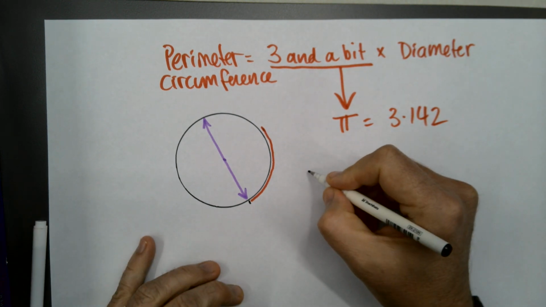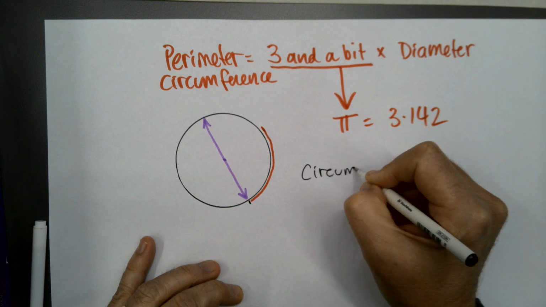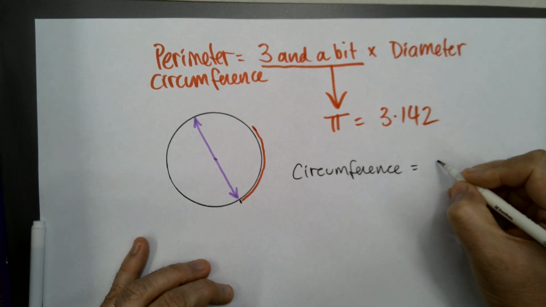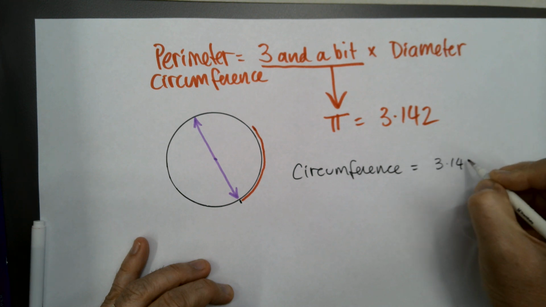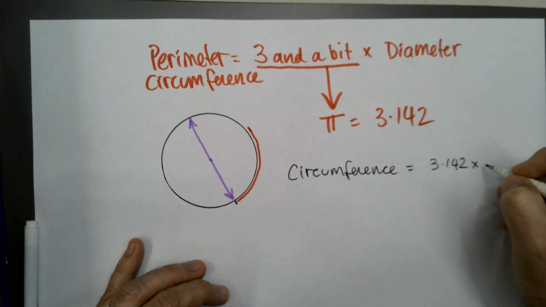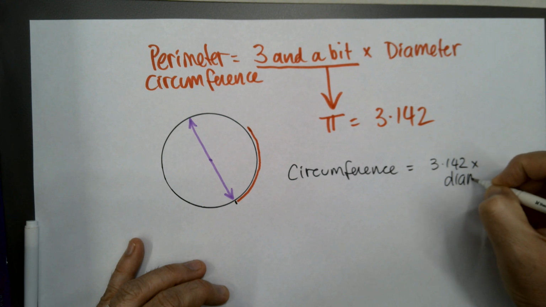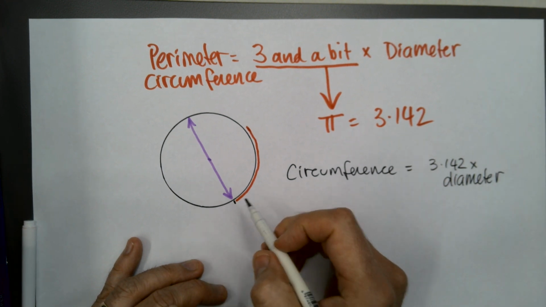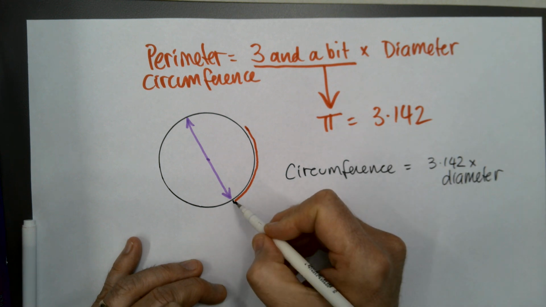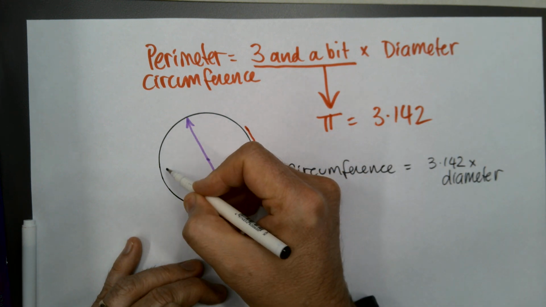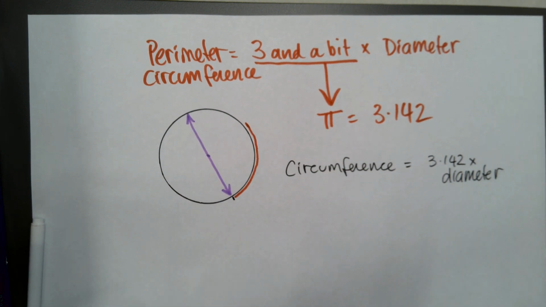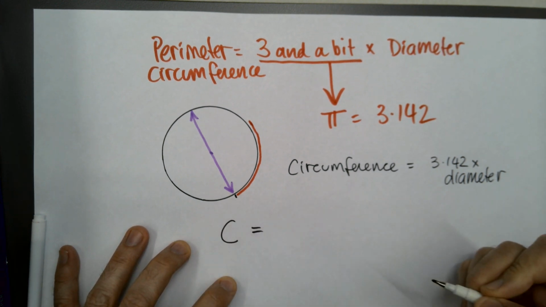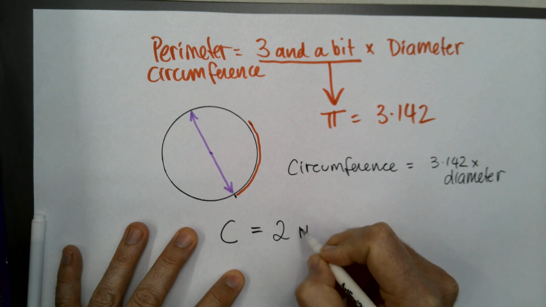So in other words, the circumference is 3.142 times the diameter. It's 3.142 lots of the diameter around the outside. Now in your formula sheet it says this: circumference, capital C, is 2 pi r.